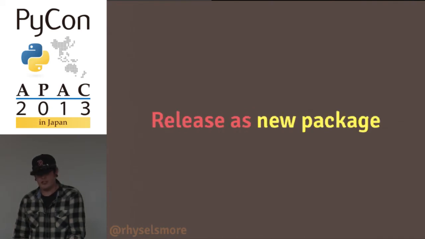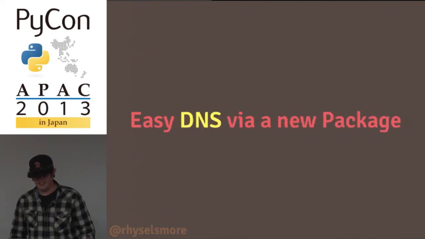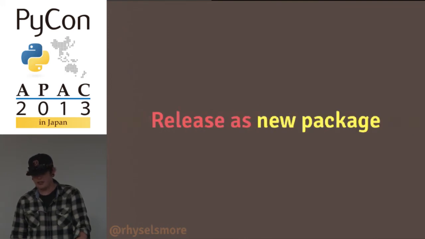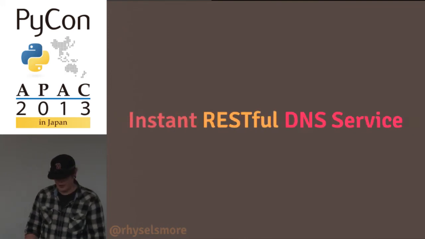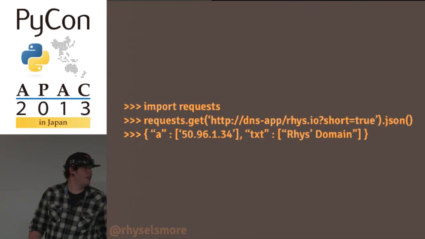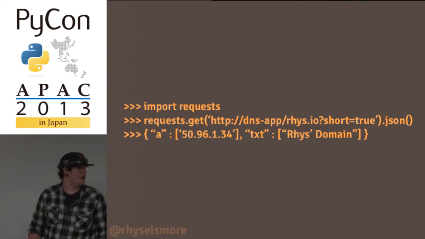I released that as a new package. It's private at the moment. It'll be public soon. And therefore, I have easy DNS via a new package. But then I found I was shipping that around a bit much, almost repeating myself. So I built a RESTful interface on top of that. I then released that as a new package and shoved it on Heroku. So straight away, I have central DNS lookups, uncached, just DNS results. And in 2 lines, 3 lines, I can get the results of a domain.